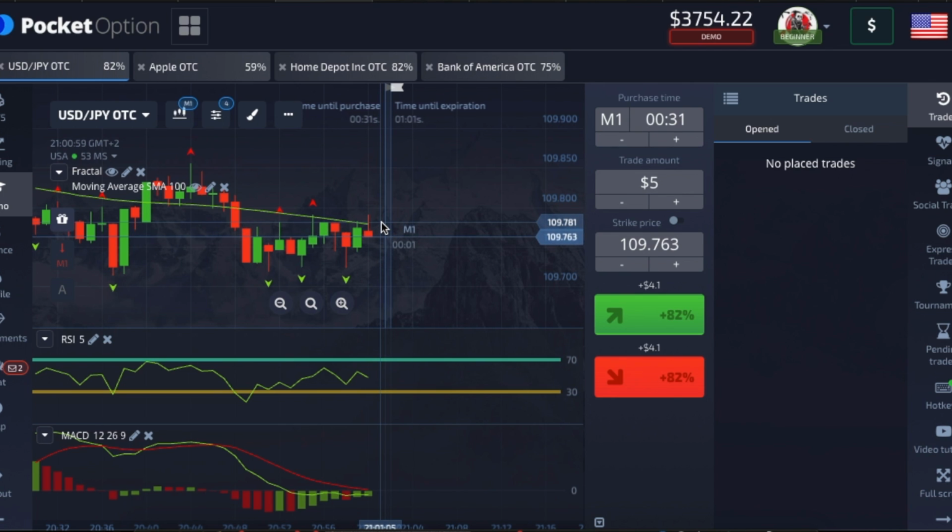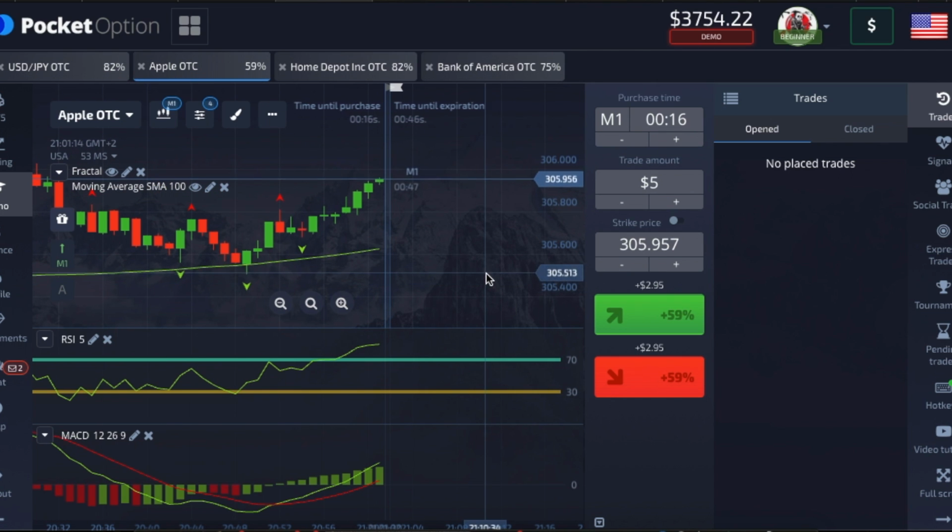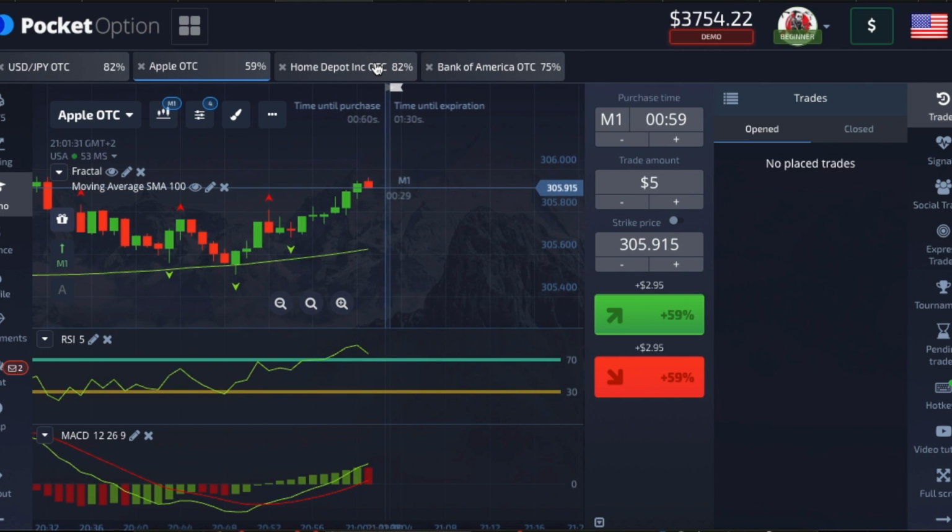All right, so back to Apple. So here it is. Apple's still going up and up. All the signals, MACD saying that it's going up. The RSI has it that it's going up. And I'm just gonna wait till that candle's finished forming just to see what the market's actually doing. All right, Home Depot, same thing. BOA. All right, so BOA is saying that it's on a down.